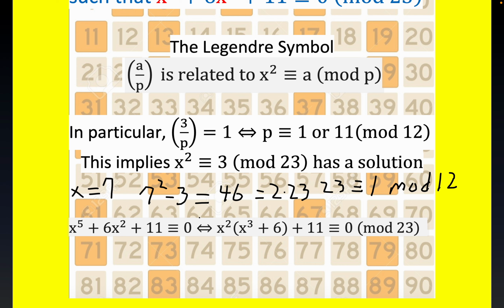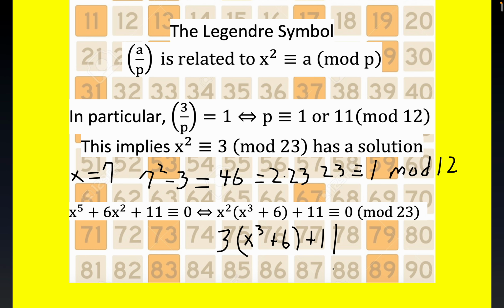What we can do right here is fairly straightforward. Let me write this down. This would be 3, and now we have x cubed, one step at a time, plus 6, plus 11. All we did was use our little discovery here without showing too much work. We do know from the Legendre symbol and this discovery that x squared is congruent to 3, so I simply replace x squared with 3.